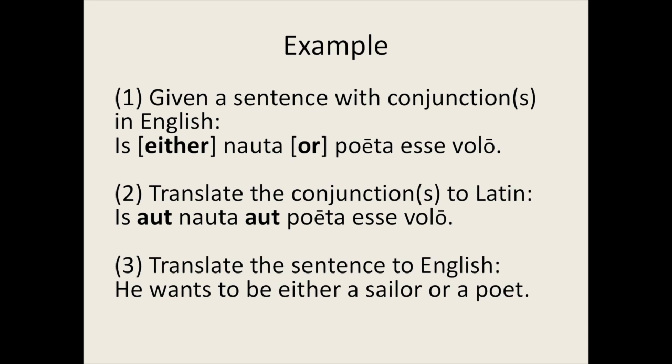So we have is, and then in brackets either, then nauta, then in brackets or, poeta esse volt. So first of all, we translate the conjunction from English into Latin, and we get is aut nauta aut poeta esse volt. Then we translate the entire sentence from Latin to English, and we have he wants to either be a sailor or a poet. So let's move on to the first question.